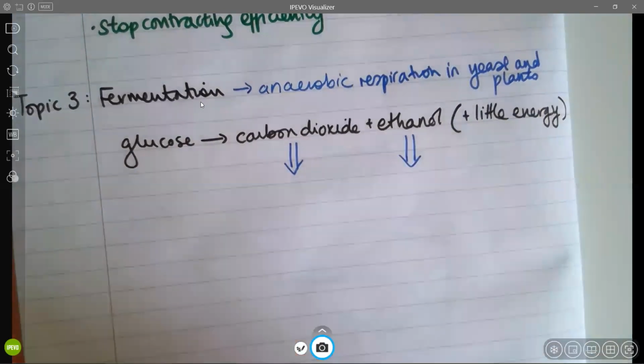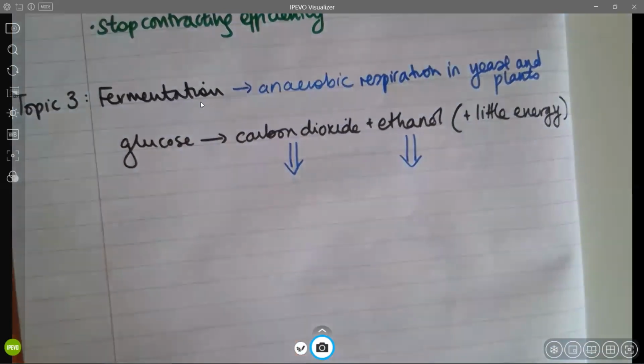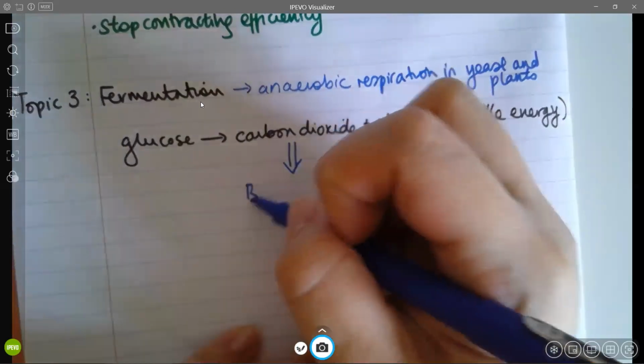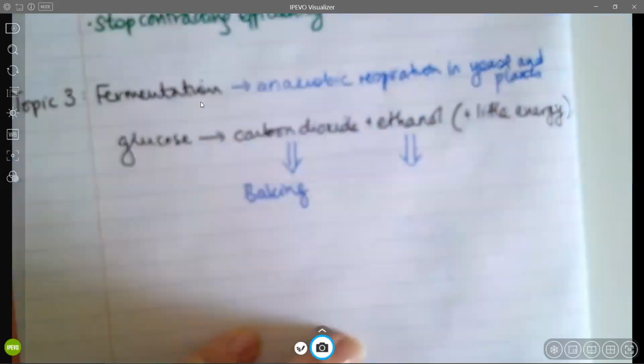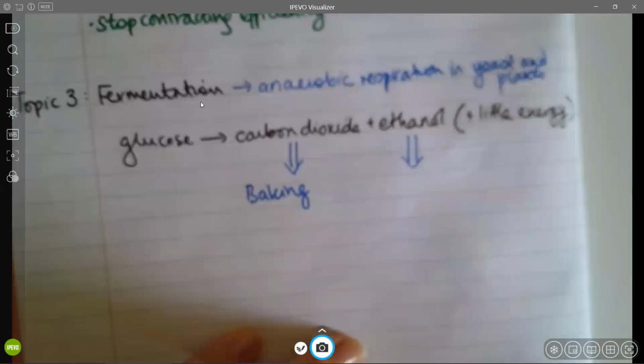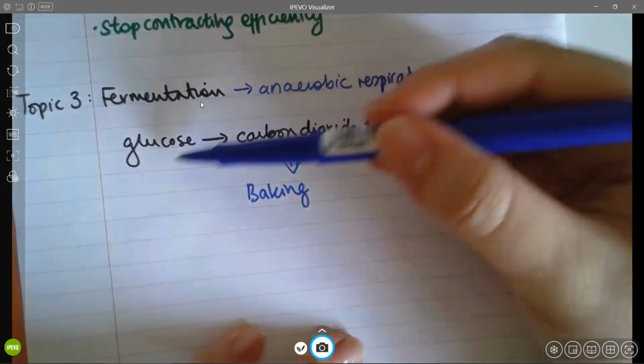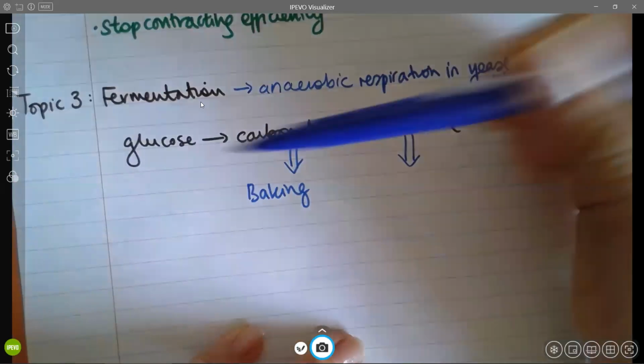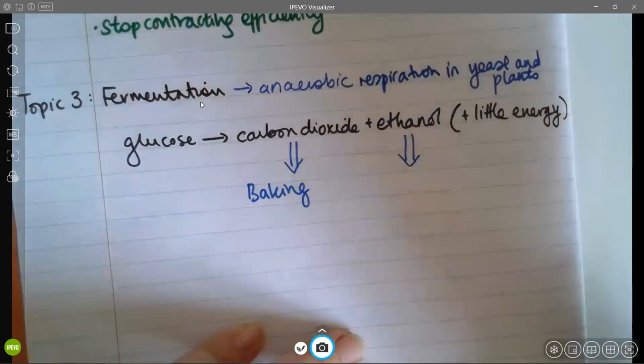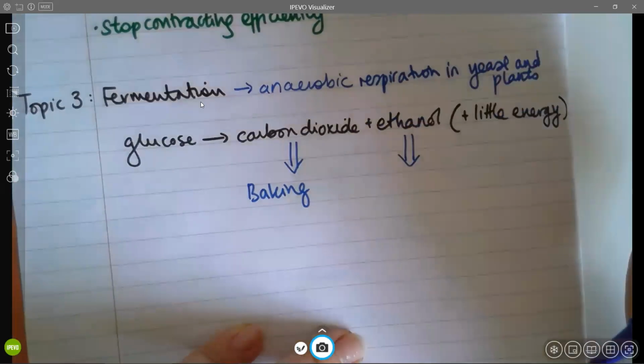And humans can harness this. They can use the products. For example, bakers will use yeast, because yeast will ferment when you add sugar or glucose to our dough, and the bread will rise because of the carbon dioxide.